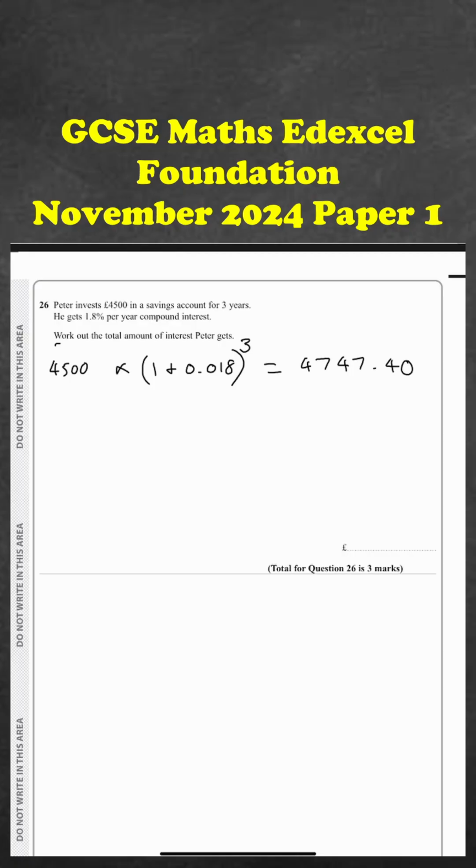4747.40. The question wants the amount of interest, though, not what's in his account. So 4747.40 minus the initial investment gives £247.40.